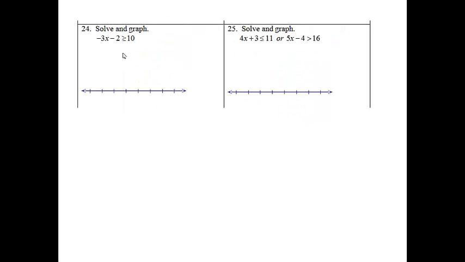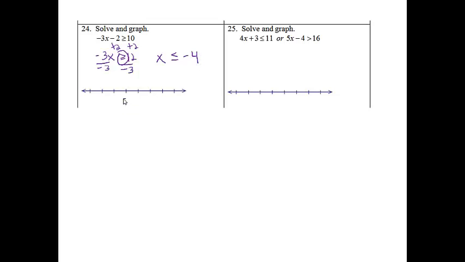Okay, 24, solve and graph this time. Okay, this we're going to solve just like we would an equation. So to get rid of the -2, I'm going to do +2. So now I have -3x >= 12. And then to get rid of the -3x, we're going to divide both sides by -3. So I'll get x. I divided by a negative number, which means I need to switch the way that this is going. So it's now going to be less than or equal to. And 12 divided by -3 is -4.